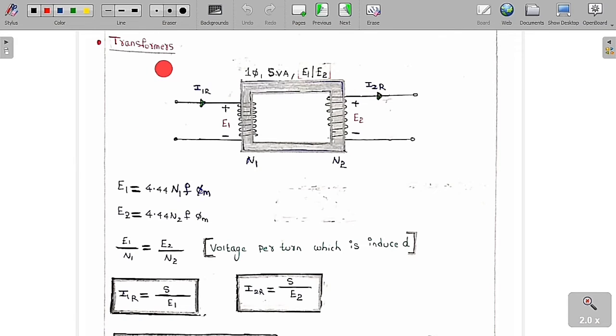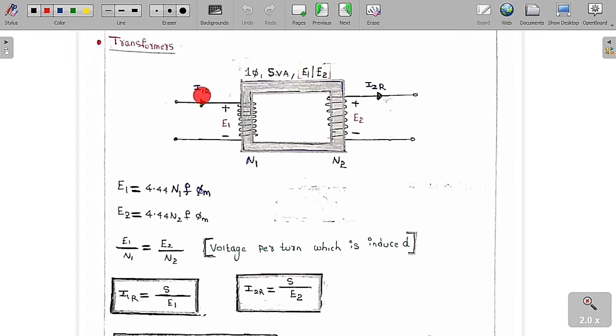Now we'll discuss some more important concepts regarding transformers. Here we can see the core of a transformer. Here we are going to use a primary winding, and here the secondary winding. This is called the primary coil and the secondary coil. The primary coil has N1 turns and the secondary coil has N2 turns. It is basically a single phase transformer. Let me assume the rating of this transformer is S VA, and the induced voltage ratio is E1 by E2, where E1 is the voltage induced in the primary, and E2 is the voltage induced in the secondary.